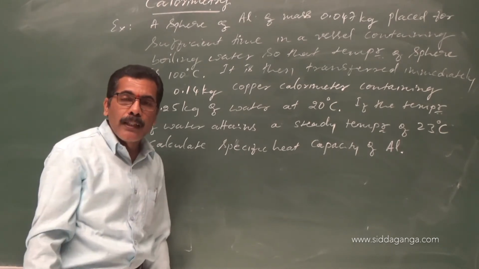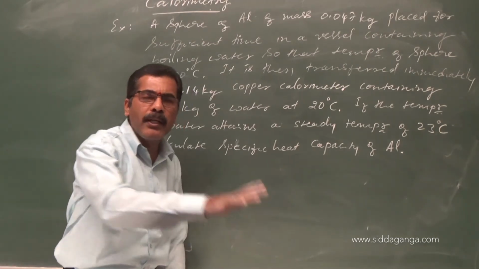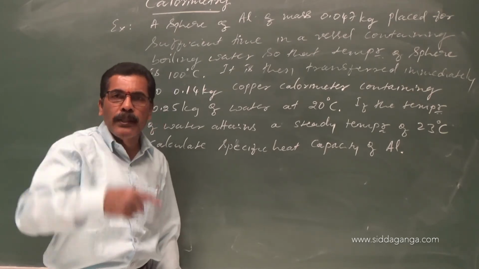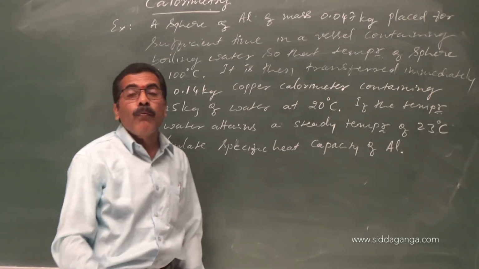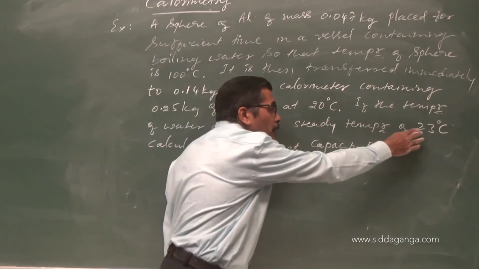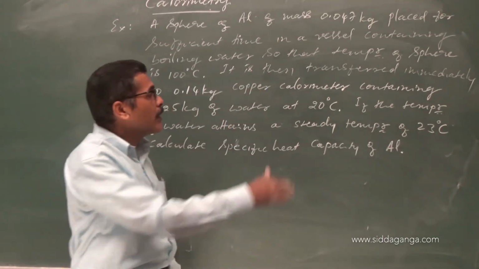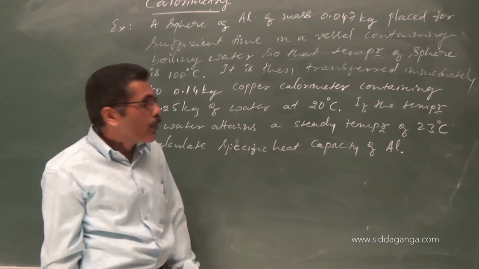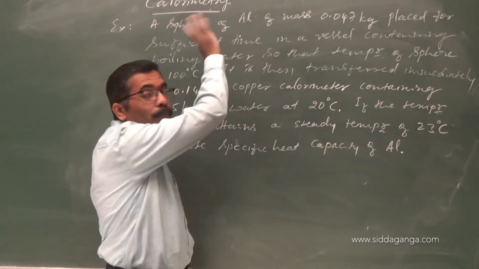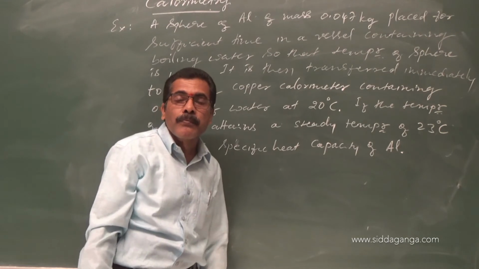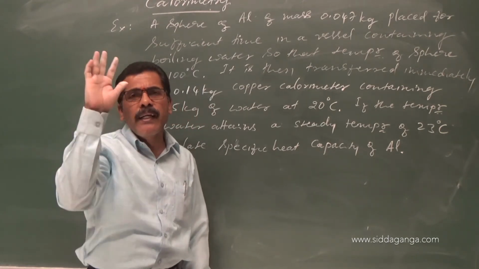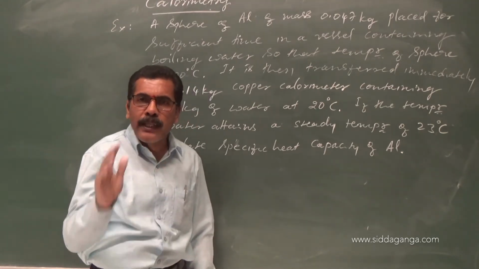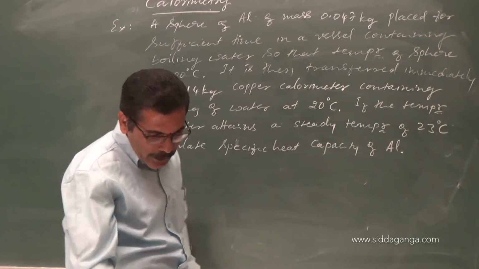Now the sphere temperature is 100 degrees Celsius. You have immediately transferred the sphere inside the calorimeter and you start stirring, so that water acquires a steady temperature of 23 degrees. Initially it was 20, now it became 23 degrees Celsius. They ask you to find out the specific heat capacity of aluminum. So therefore here there are two things. One is heat lost by the sphere, the other heat gained by the calorimeter plus heat gained by water. Both are to be taken into consideration.